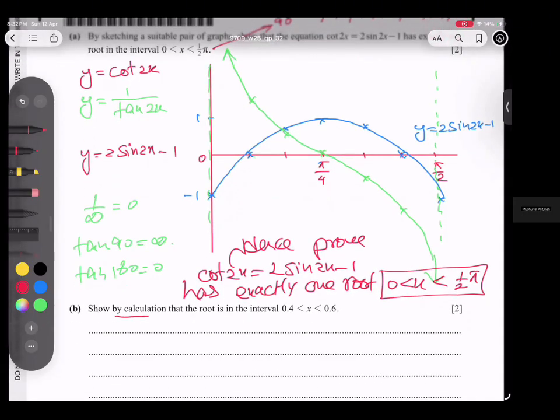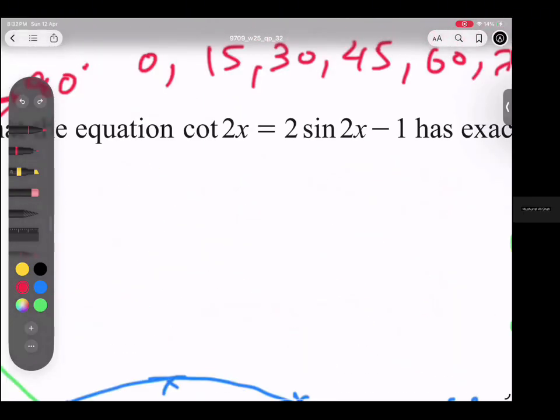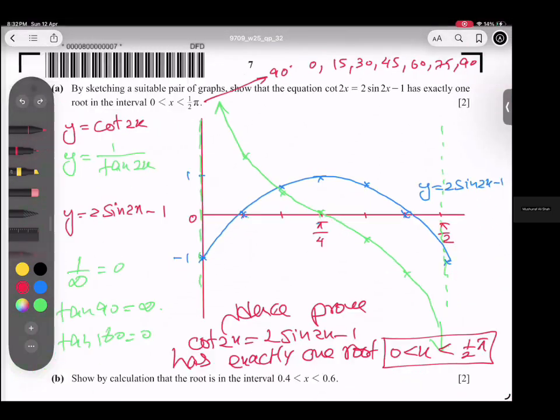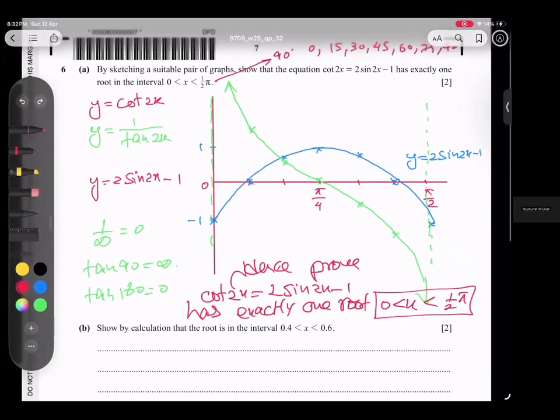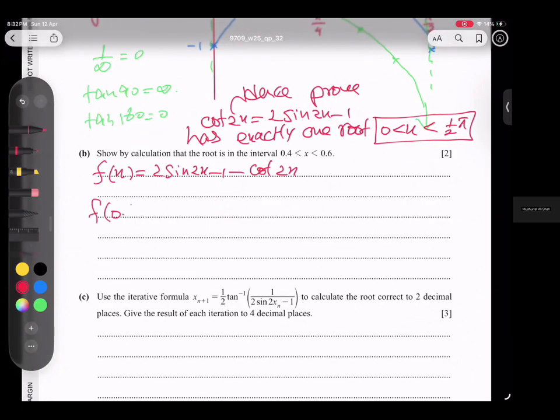Show by calculation that the root must lie between these values. How do we do it? Two techniques we have. We have one choice: bring this to the right side or bring this to the left side. Both are correct, but I bring this to the right side, no problem. I'm writing now f of x equals 2 sine 2x minus 1 minus cot 2x. One time I'm going to plug in 0.4 and one time I'm plugging in 0.6.